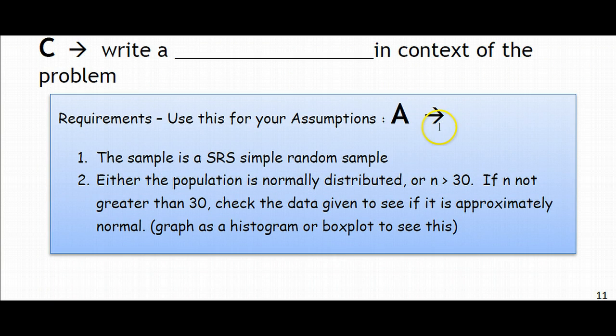The assumptions that we're going to use is that it's an SRS, or if it just says it's a random sample, that's fine. And for part 2, either the population is normally distributed or n is greater than 30. If n is not greater than 30, you need to check the data to see if it's approximately normal, such as a histogram or box plot, to make sure. I might also say, assume that the assumptions have been met. And that's what you would say if it says to assume that they're met.